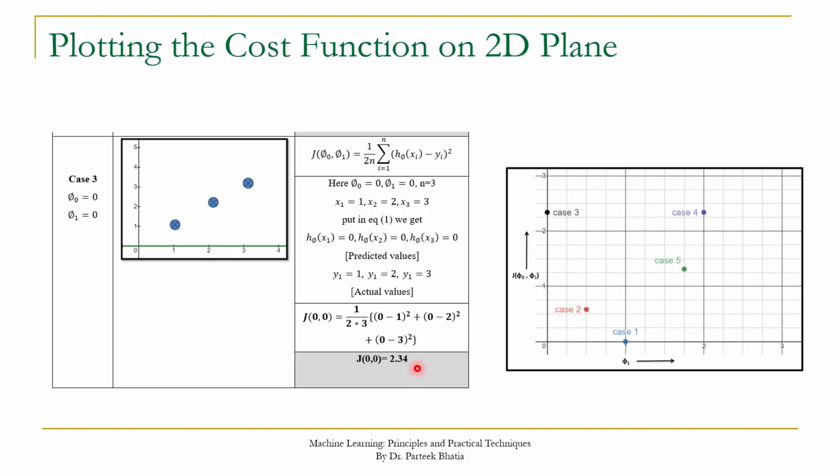Now let us draw this point over our graph. So here phi 1 is 0 and the cost function will be 2.34. So this is the data point to indicate the value of cost function corresponding to this case. So we have obtained case 3, and you can see that we have obtained 3 points like this. So you can understand that we have obtained one edge of our graph like this.